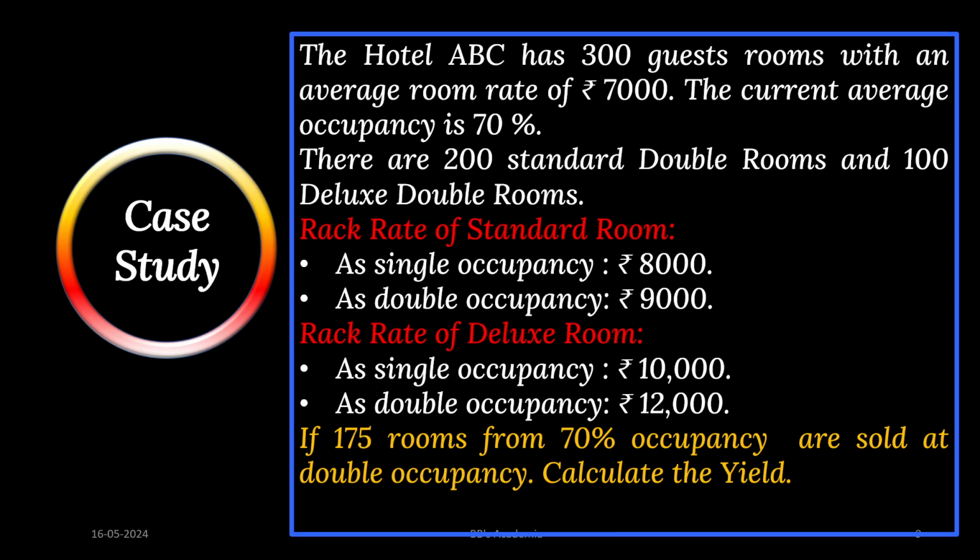Now the challenge is, if 175 rooms from 70% occupancy are sold at double occupancy, calculate the yield. Clear? 175 rooms from 70% occupancy are sold as double occupancy. So calculate the yield. Okay, let's begin.